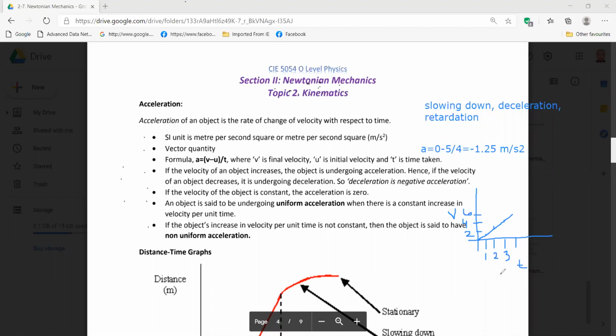Do you understand? Uniform acceleration, sir. So please draw this graph and write uniform acceleration here. Why uniform acceleration? I'm writing. Please also write uniform acceleration.